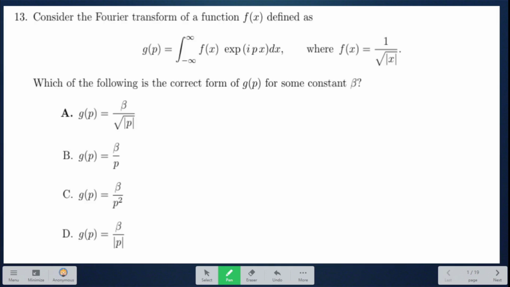In this question we are given g of p is the Fourier transform of f of x, where f of x is equal to 1 by root of modulus of x. We have to find the correct form of g of p. Correct form of Fourier transform of f of x is to be found.